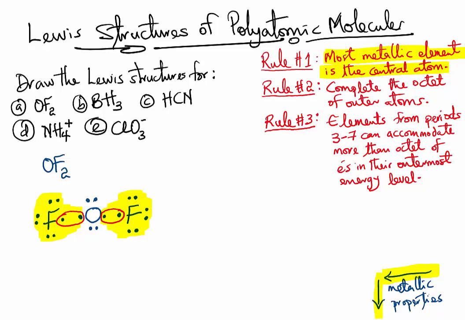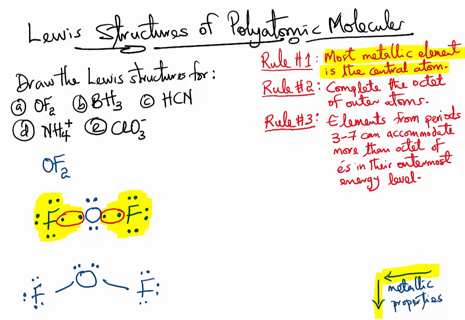Now we can look at the central atom. Before we do that, let us redraw this structure. This is going to give us oxygen with 2 lone pairs on it, and the fluorine atoms with each fluorine having 3 lone pairs of electrons.